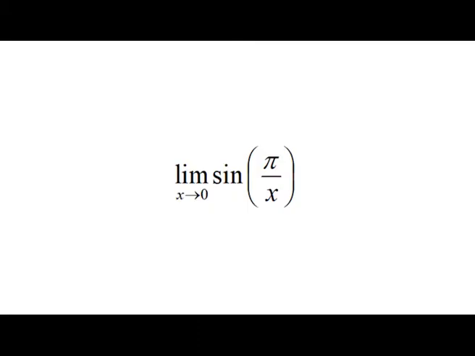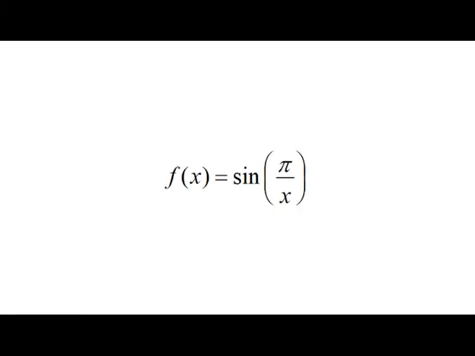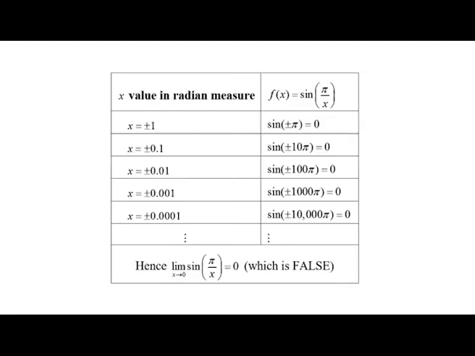As an example, let us examine whether the limit of sin(π/x) as x approaches 0 exists or not. We construct a numerical table showing some x values and the corresponding f(x) = sin(π/x) values. The numerical table gives us the conclusion that the limit of sin(π/x) as x approaches 0 is 0. We claim that this conclusion is false.